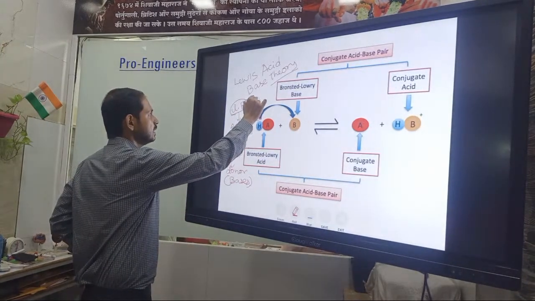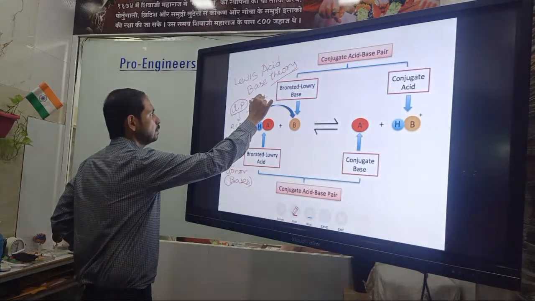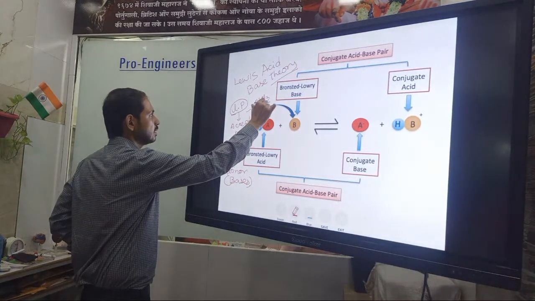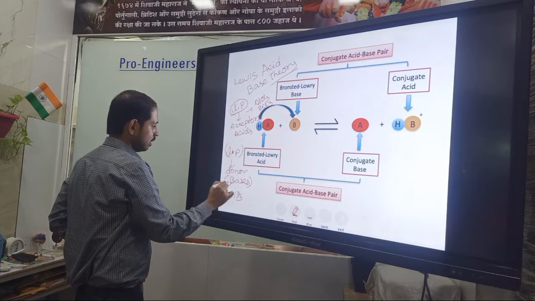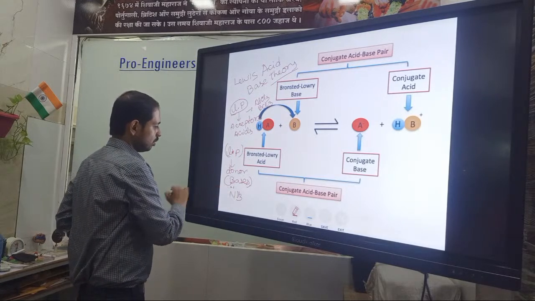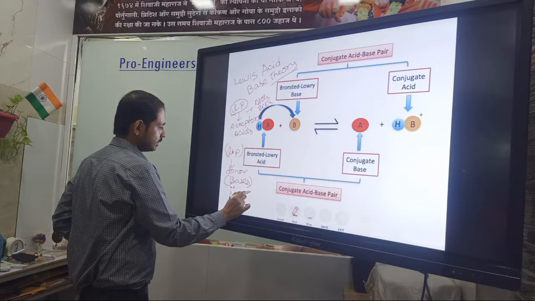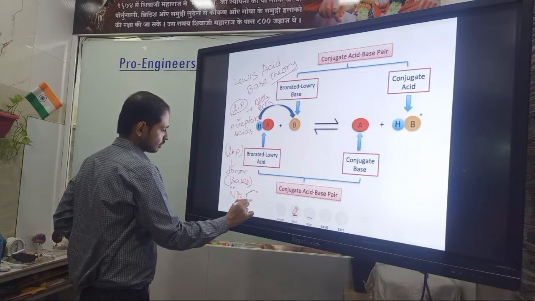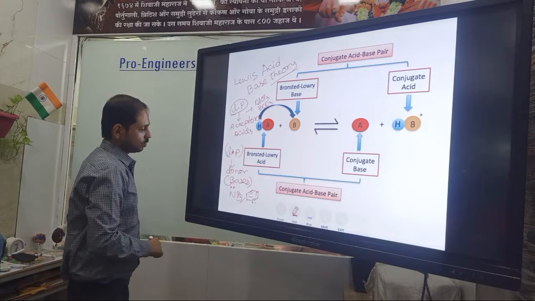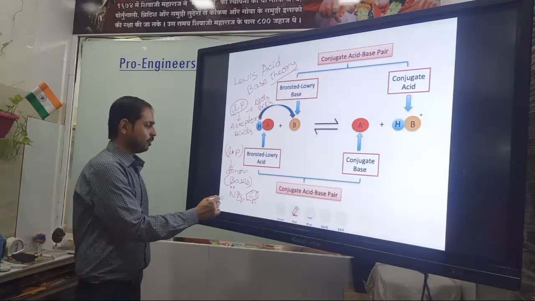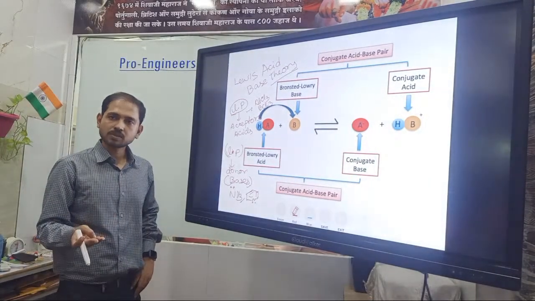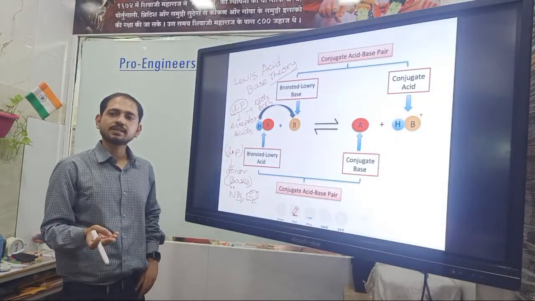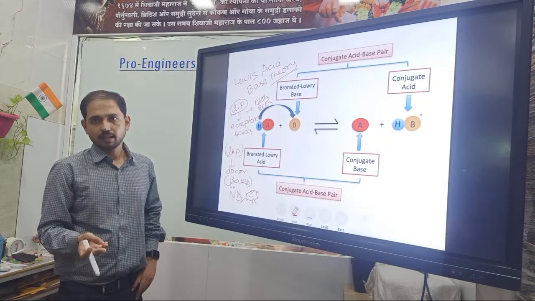AlCl3, BCl3. And what are the examples of Lewis bases? Ammonia, pyridine. Ammonia and pyridine can both be considered as Bronsted bases. They can also be considered as Lewis bases, right?